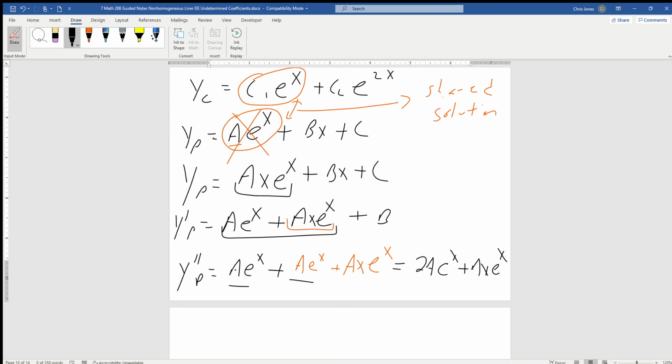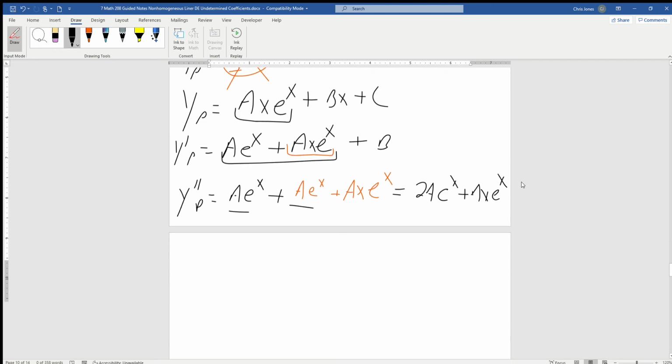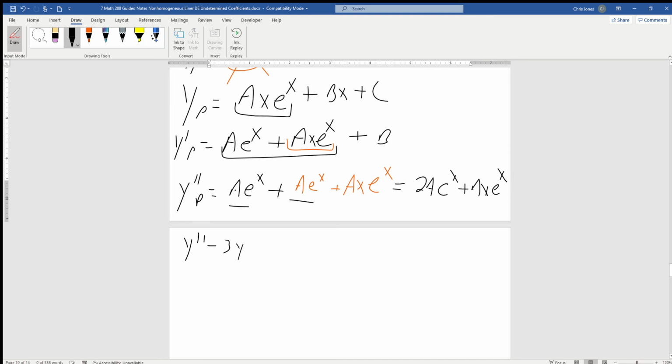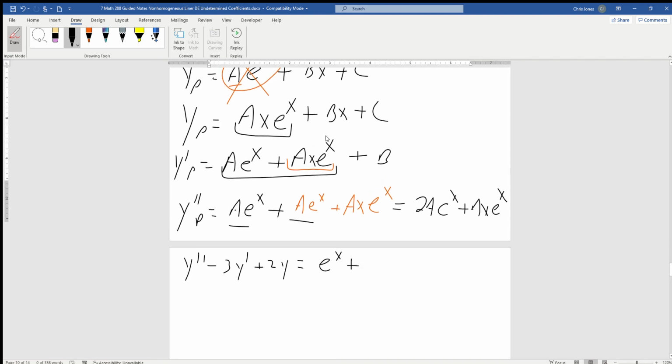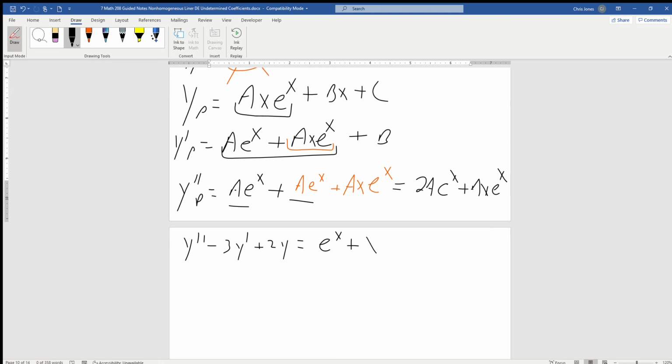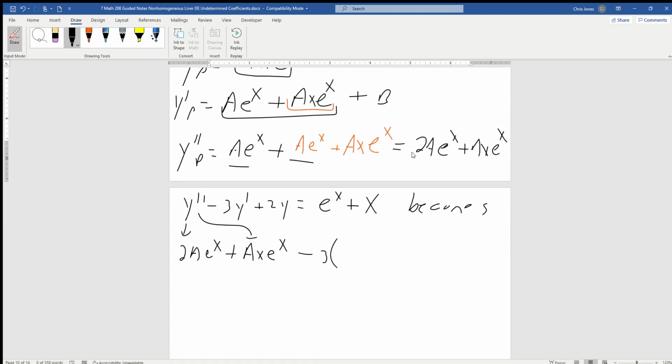All right, so now as if that isn't bad enough, now we have to sub it back into y double prime minus 3y prime plus 2y, which is going to be equal to e to the x plus, I think it was 3x, but just x. Okay, so that's going to become 2a e to the x plus ax e to the x minus 3 of the a e to the x plus ax e to the x plus b.